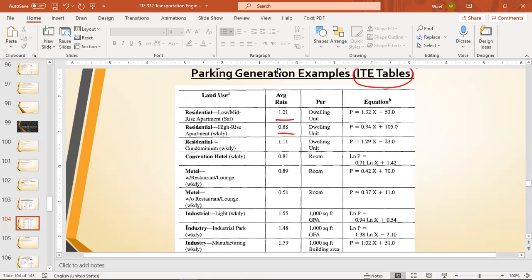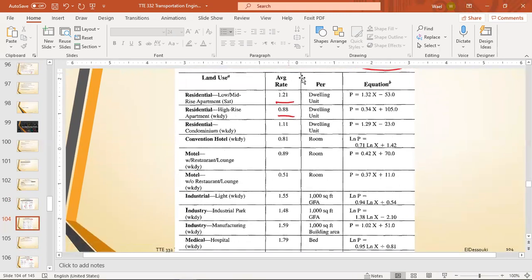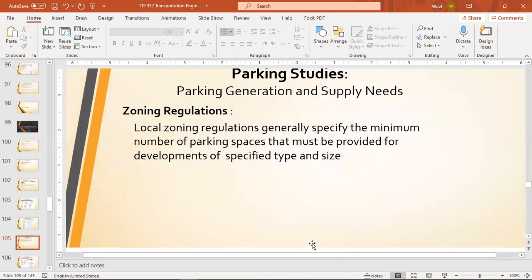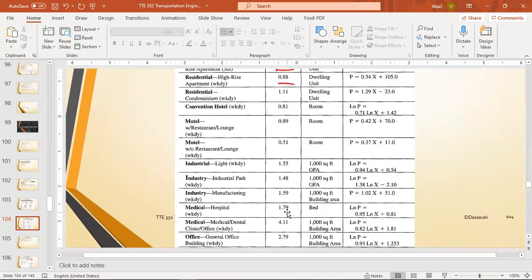For convention hotel, it's 0.81 per room. For motel, 0.89 per room. For motel without restaurant and lounge, 0.5 per room. Industrial: light industry is 1.55 per 1,000 square foot. For medical hospital, 1.79 per bed. This actually covers not just the visitors, it covers the visitors, the physicians, the technicians, the nurses, and all the medical staff, everything. For medical dental specifically, it's 4.11 per 1,000 square foot, and so on.